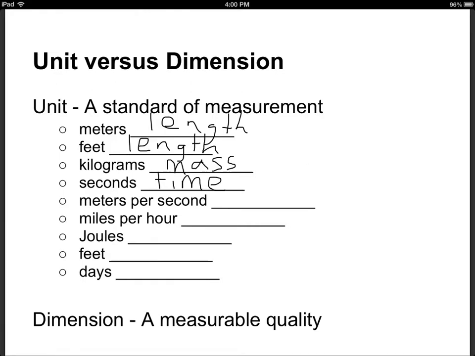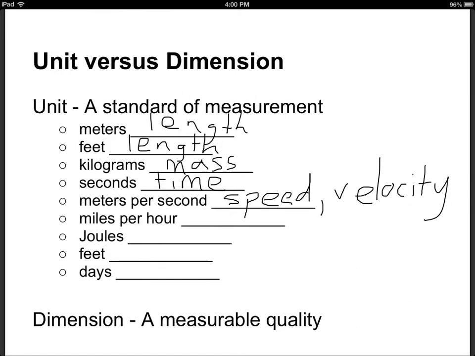And then there's meters per second. So some units are actually derived from multiple other units being combined together. For instance, the meters and seconds, those are both separate units, but we can put them together to create new units. So for instance, meters per second could measure 2 different dimensions. It could measure speed, could be the quality that we're measuring, or possibly velocity. And we're going to talk more about velocity and speed and how they're similar, how they're different later on.